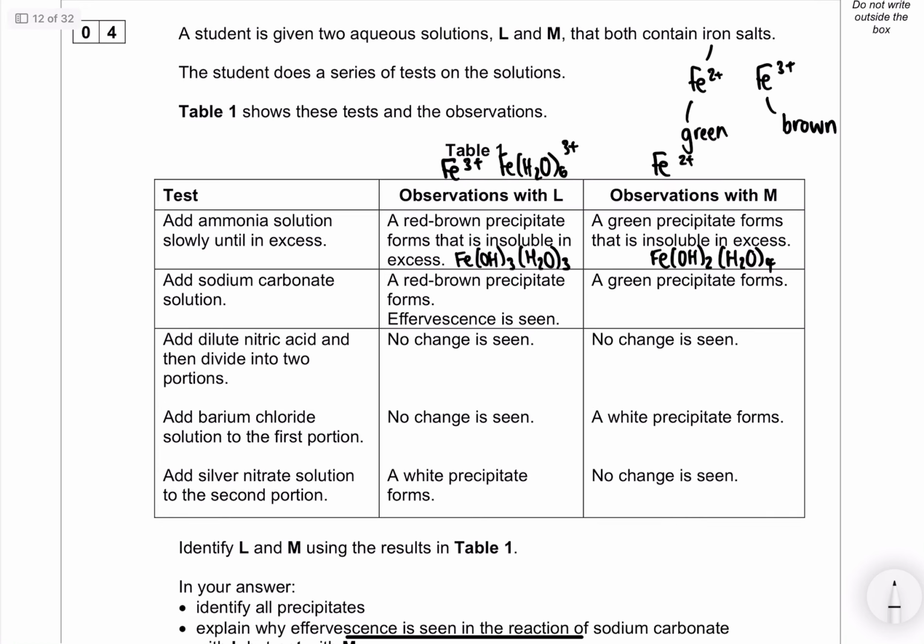When we add carbonate, 2 plus ions make the carbonates, but 3 plus ions act as acids, and they do the same precipitation reaction as above, and the effervescence, because they're acting as acids, they make carbon dioxide.